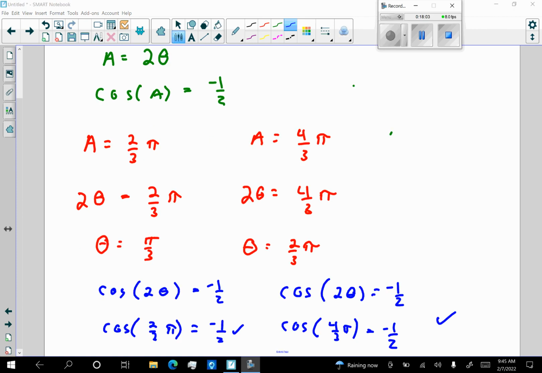And I can always check my answer. I have theta is equal to pi over 3, theta is equal to 2/3 pi. If I put those into the original equations, I'm going to see that my answers are indeed true. We will do some more of these equations.